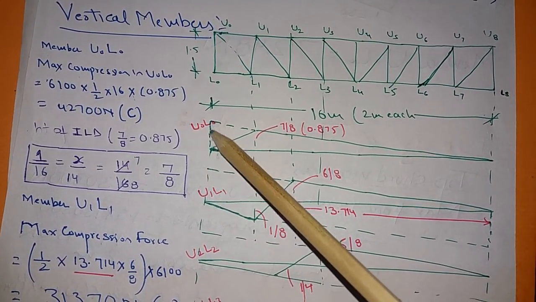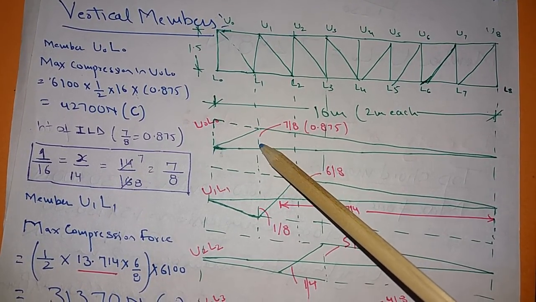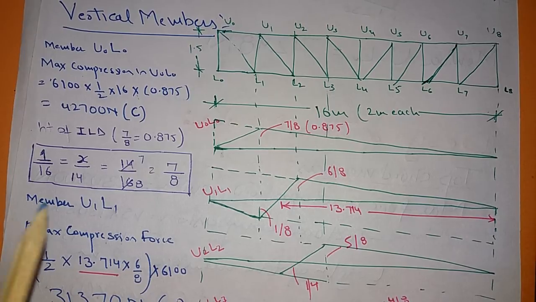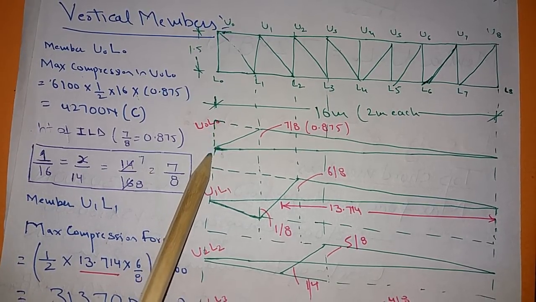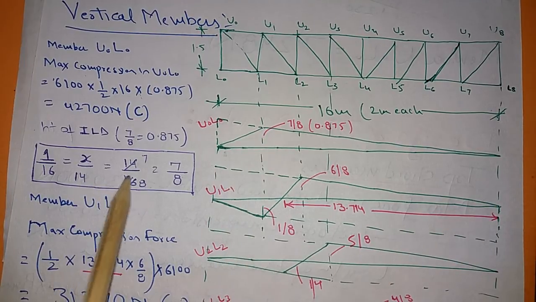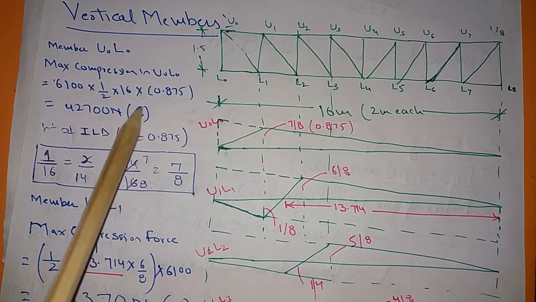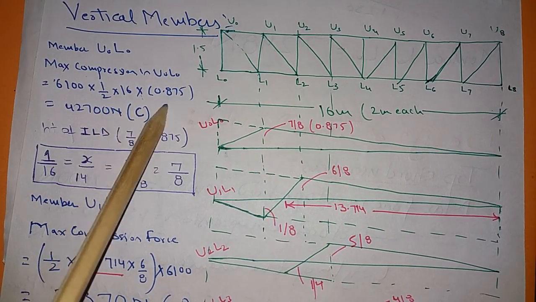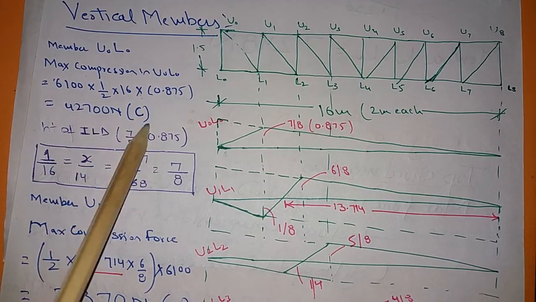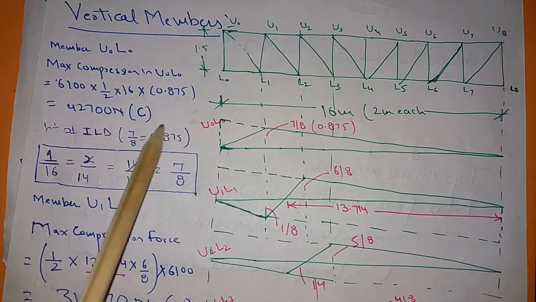So you can calculate easily what about this portion. So let's say similar triangle 1 by 16, 1 by 16, xy 14, xy 14. So here we can calculate 7 by 8 easily. If you have the area of this triangle, you can calculate your forces also. If it is positive, let's set a positive and the compression.